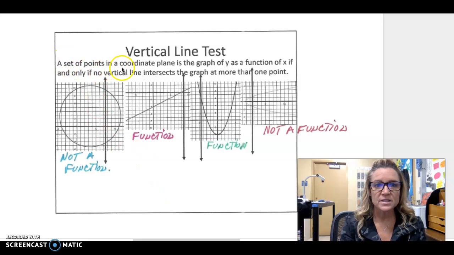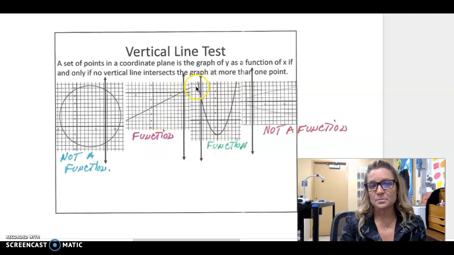Okay, so a set of points in a coordinate plane is the graph of y as a function of x if and only if no vertical line intersects the graph at more than one point. So this first graph, here's a vertical line and it's touching at 2 points, so you say it's not a function. The second graph is this line right here. And here's the vertical line right here. It's only touching at 1 point, so you say yes, it is a function.